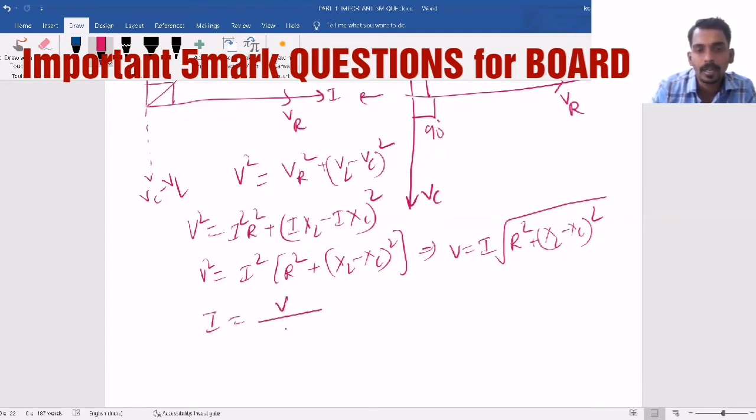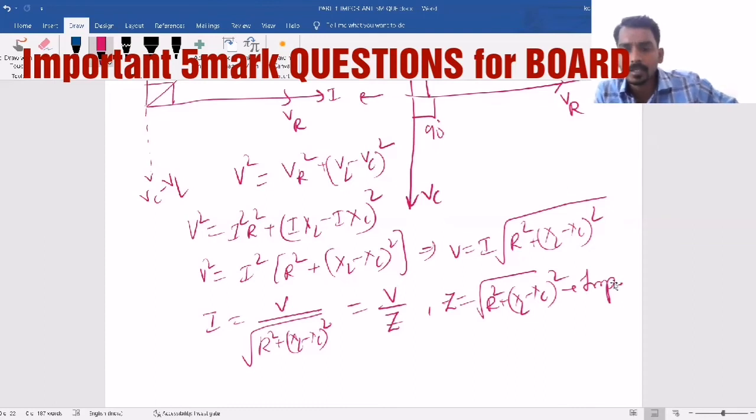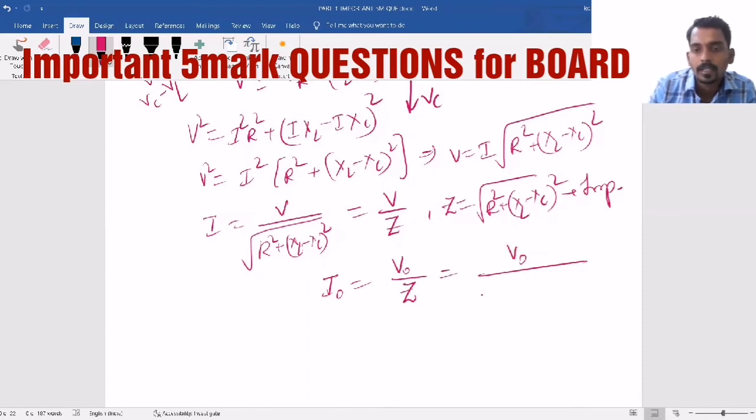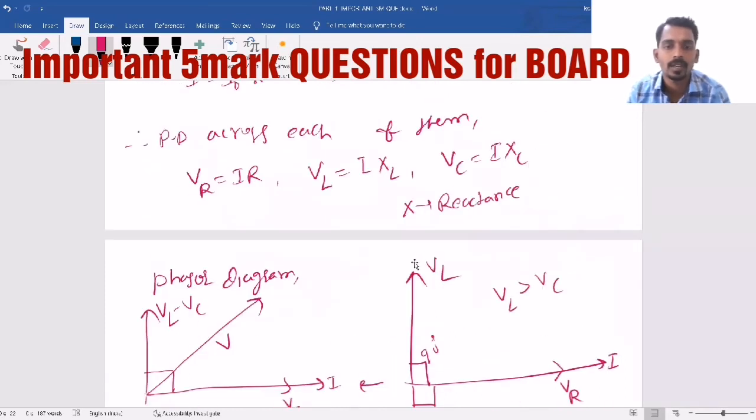Now this I will become V by the square root of R square plus XL minus XC whole square. And this is only V by Z, where Z equals the square root of R square plus XL minus XC whole square. This is called what? Impedance of the circuit. The resultant of resistance and reactance is called impedance. So the current I naught will become what? V naught by Z. That is V naught by the square root of R square plus XL minus XC whole square. So in the first part we found the amplitude of current.